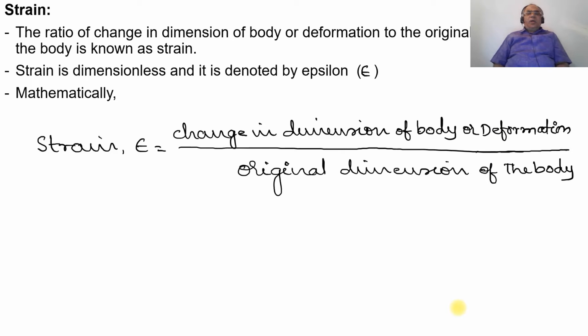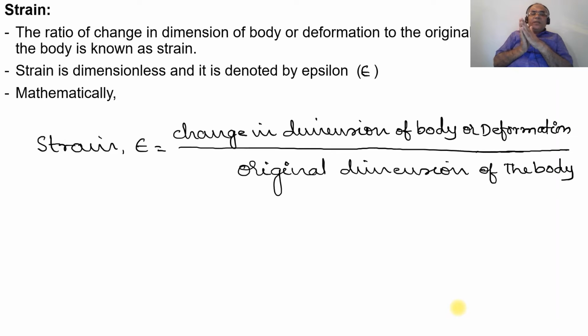Now comes the next one, which is strain. The ratio of change in dimension of a body, or deformation, to the original dimension of the body is known as strain. So change in dimension of the body means the change in length to the original dimension of the body, which is the original length L. Strain is dimensionless and it is denoted by epsilon.